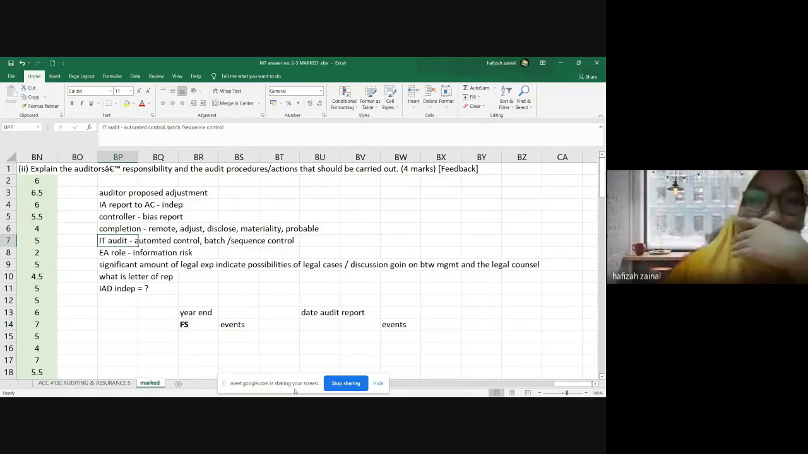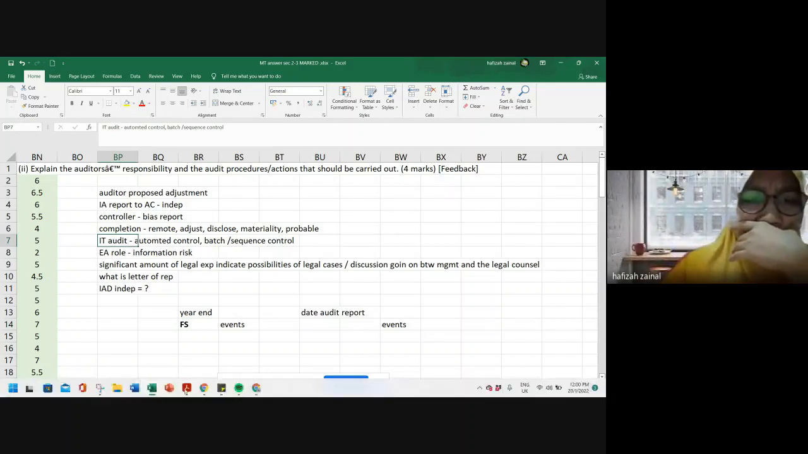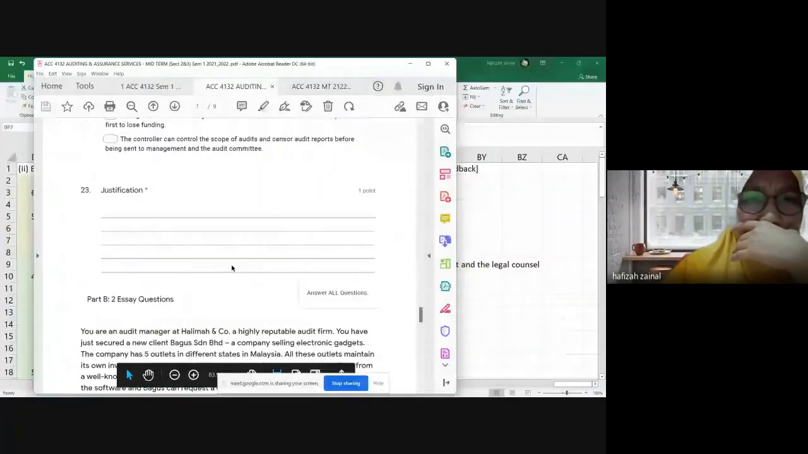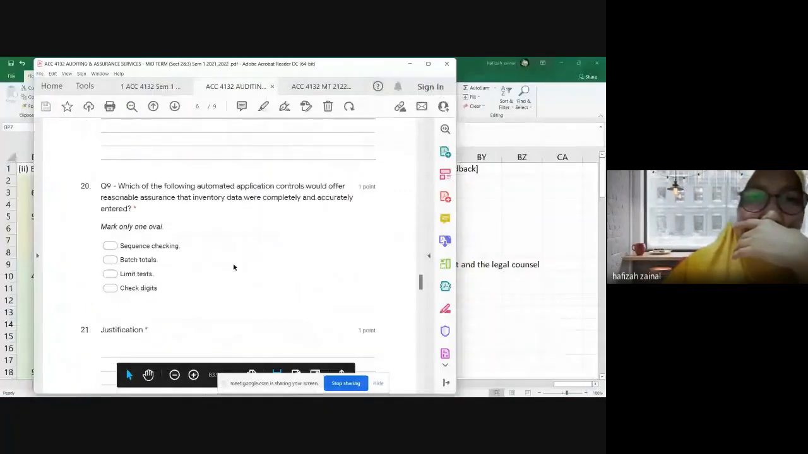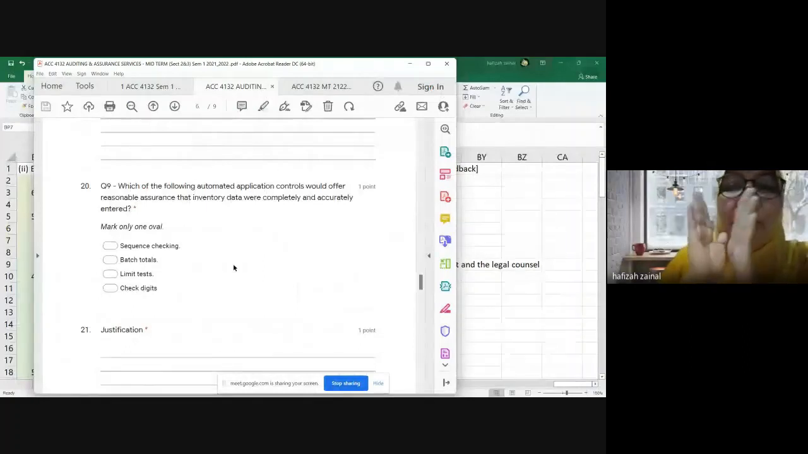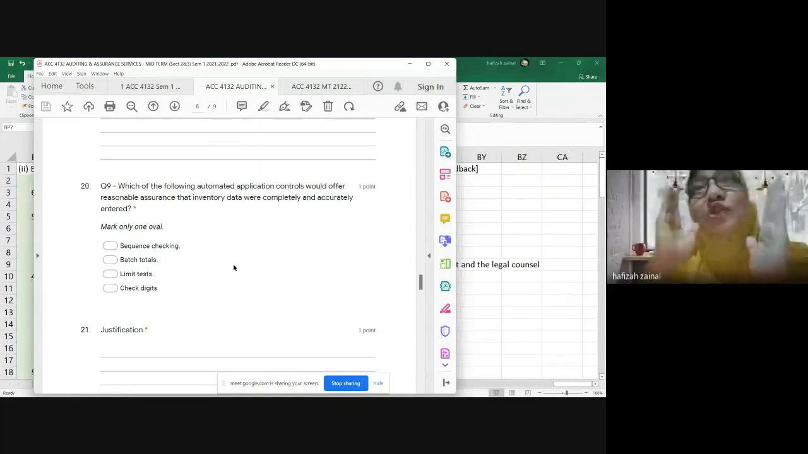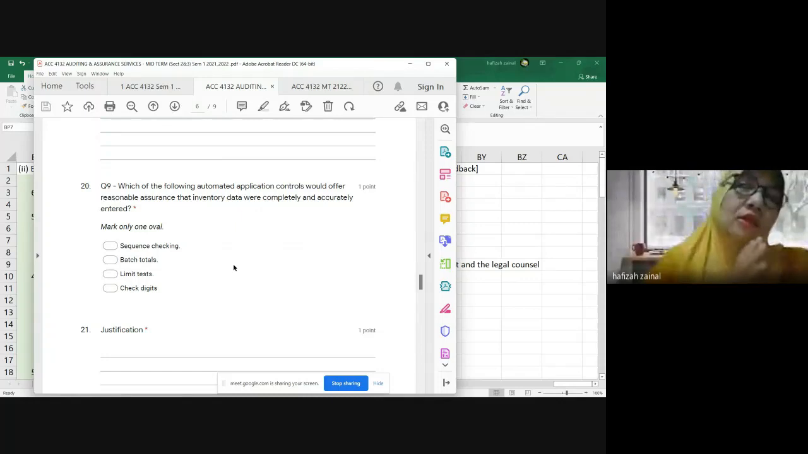IT audit. Here, IT audit refers to this question on sequencing and batch total. Why is batch total wrong? Sequence checking is the right answer. You're talking about inventory data and ensuring its completeness and accuracy. Let's say we are talking about recording inventory received by the warehouse. How do I know it's all complete and accurate?